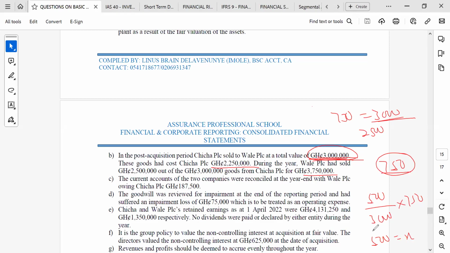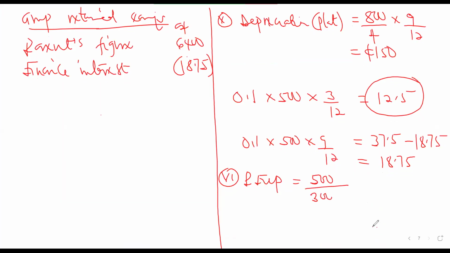So it will be the sales value of the unsold goods divided by the sales value of the total goods, multiplied by the 750. What are you getting? 125. Let me see, 750 divided by 3,000 times 500. I'm getting 187.5. Can you do that again? You get exactly 125. Yes, it's 125.